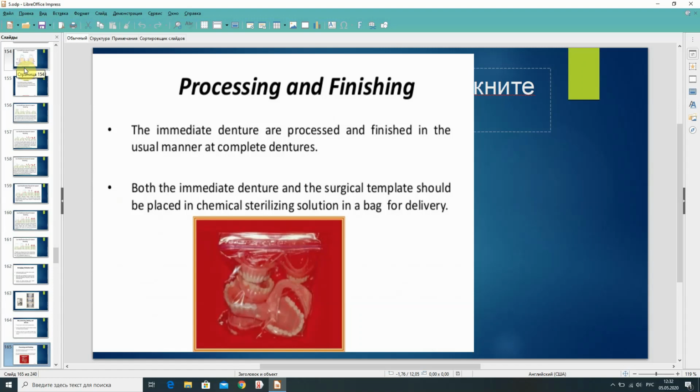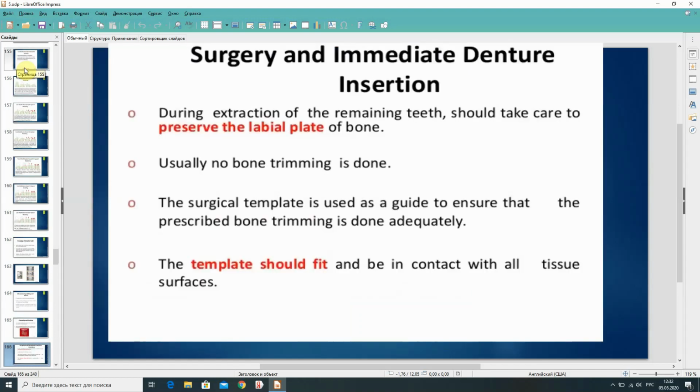Both the immediate denture and the surgical template should be placed in chemical sterilizing solution in a bag for delivery.